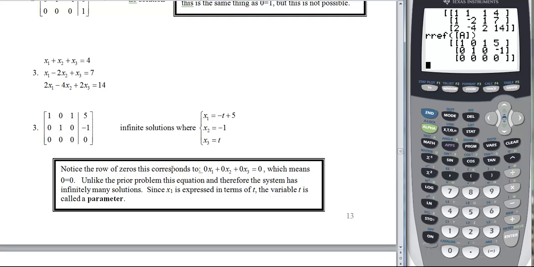So notice the row of zeros. This corresponds to 0 equals 0. Unlike the prior problem, this equation, and therefore the system, has infinitely many solutions. Since x sub 1 is expressed in terms of t, the variable t is called a parameter. I don't know if that needs to be x sub 1 or x sub 3. You better change that to x sub 3. I think I'll do that right now. X sub 3 is expressed in terms of t, and a parameter just means it can take on different values over time. And we'll see that a little bit later.